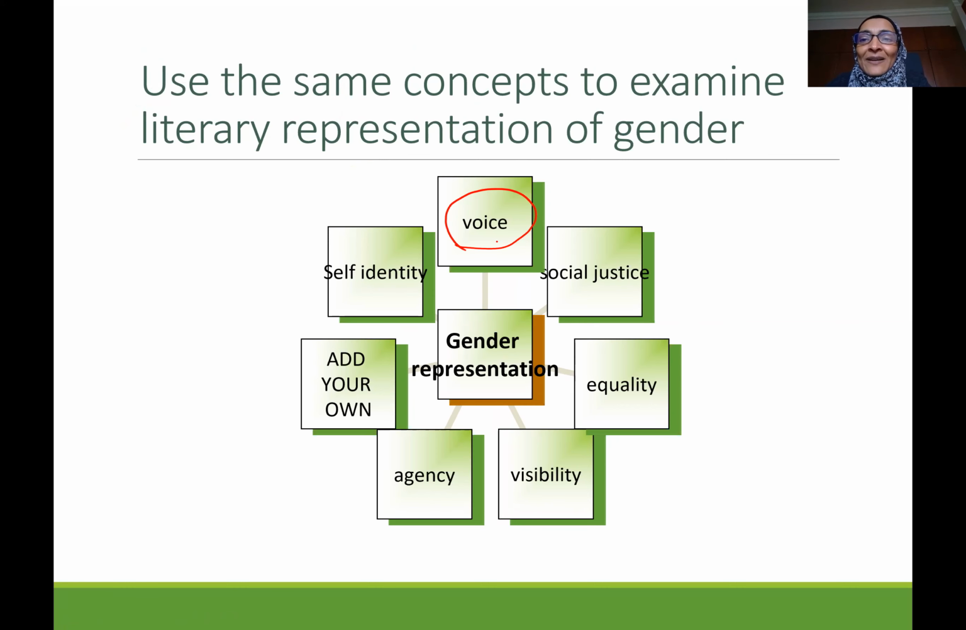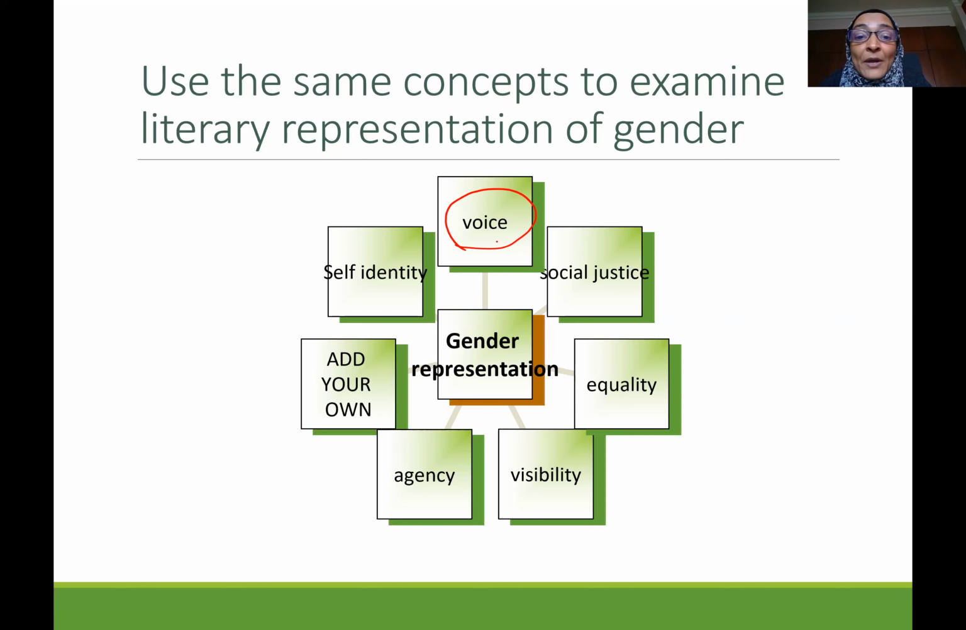Are the female characters given any voice? Are they mute? Are they silenced? Are they given something to say? If you remember from The Return, I said how I was very disturbed by the fact that Ravi's mother was never given any lines to say. She wasn't given any presence.